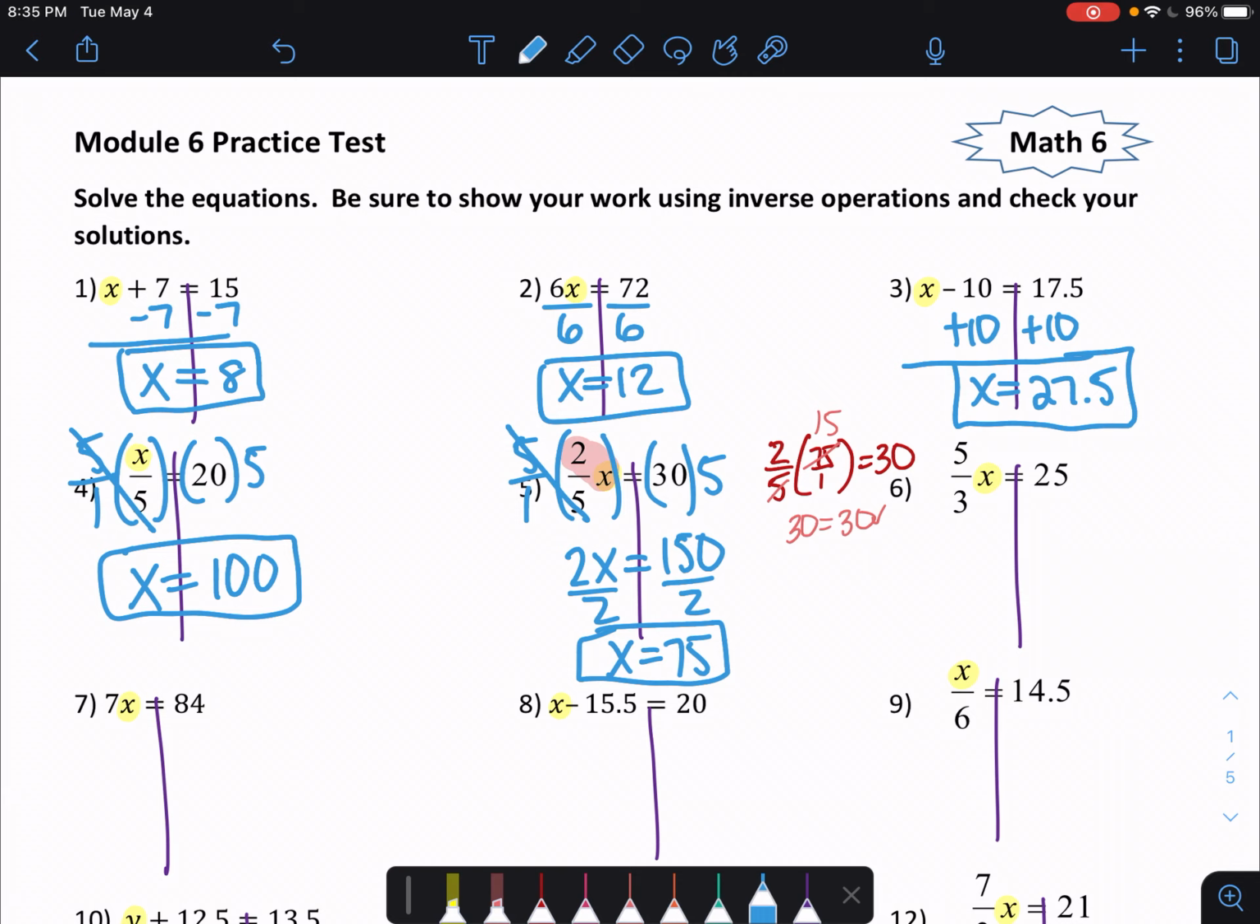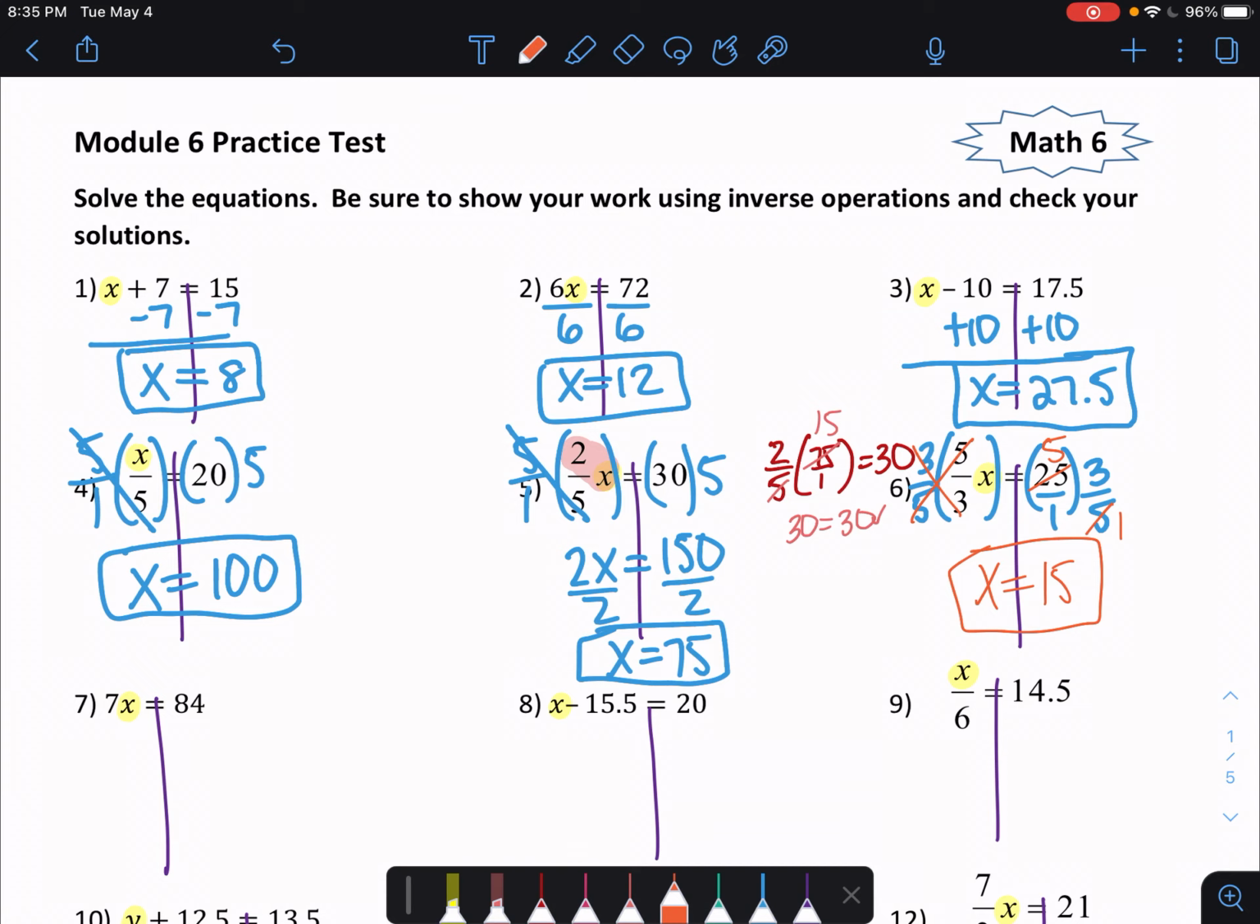In the next one, I'm going to show how to solve the fraction ones in a little bit different way. I'm going to do the fraction all at once. So here I'm going to multiply by 3 over 5 on both sides. So I have to turn this 25 into a 25 over 1. So these cancel, and I'm left with x. And then over here, I'm going to cross cancel. So this becomes a 5, and this becomes a 1. So 3 times 5 is 15.